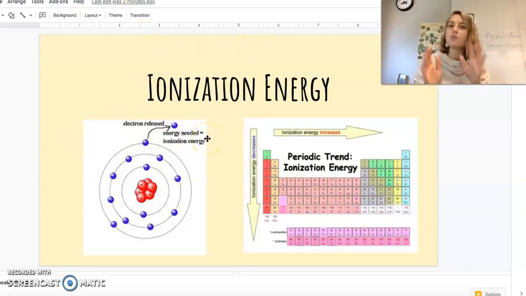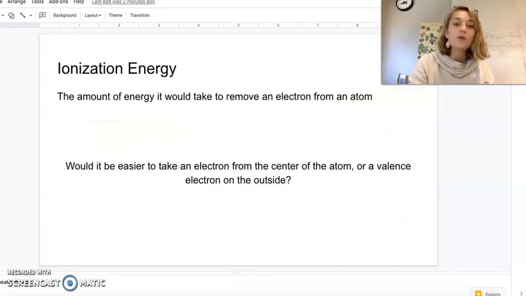It's a new word, but we're going to talk about what that means and how we can figure out how it changes across the periodic table. So, ionization energy, all it means is the amount of energy it would take to remove an electron from an atom. So if I had a picture like a Bohr model, right, how much energy would it take for me to pluck off one of those electrons?